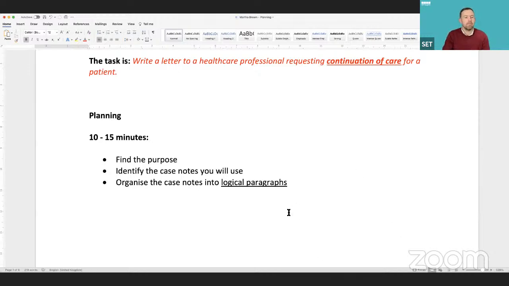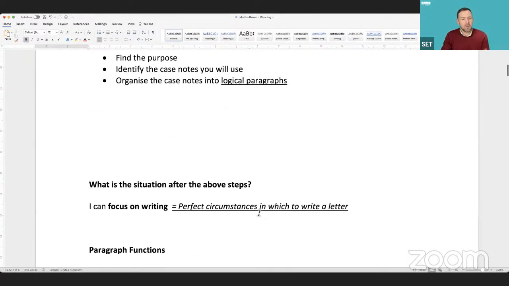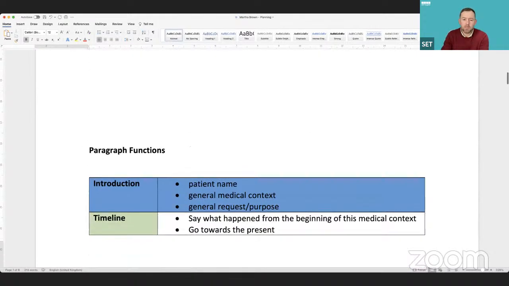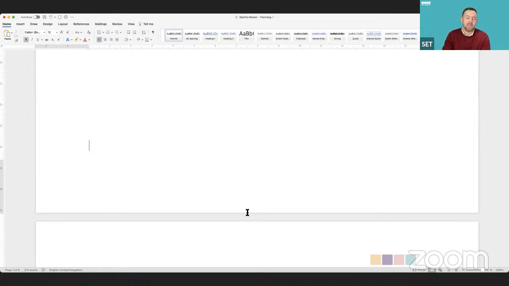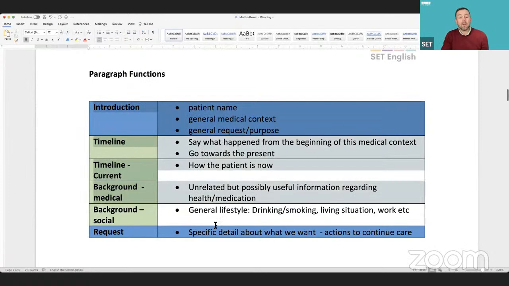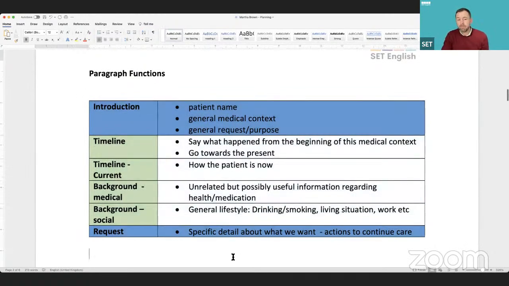Okay, so let's go on and we'll talk a little bit about paragraphs, just briefly, because I know we've got a lot of experienced students in here as well. These are generally the paragraphs that we're going to use. We've got introductions and requests in blue. The reason why I've got those in blue is they're always in those positions. Introduction first, request at the end.